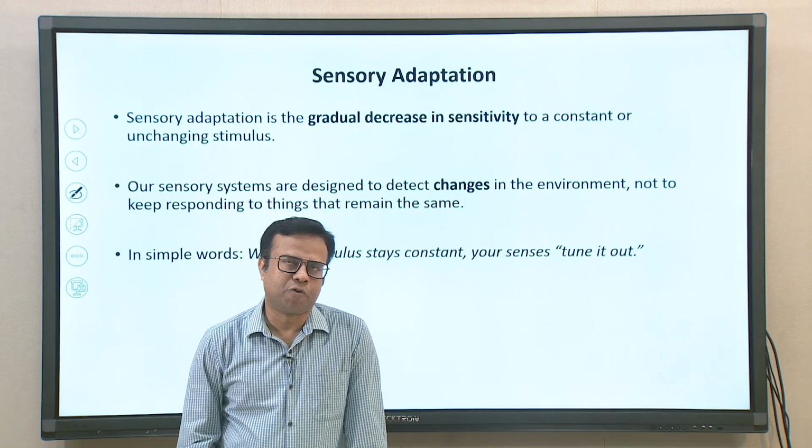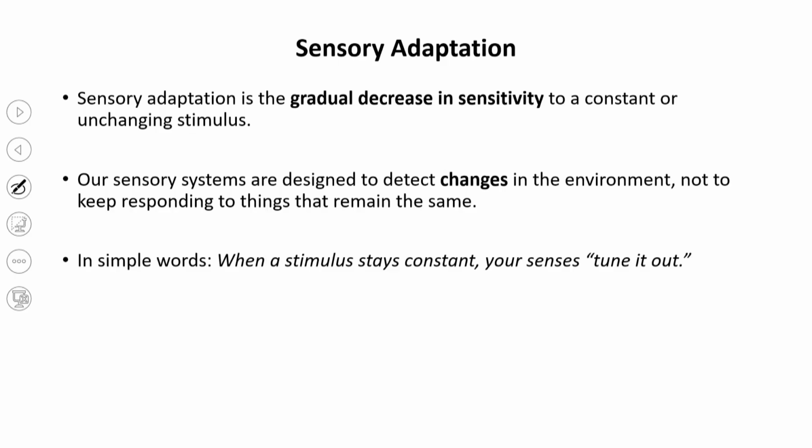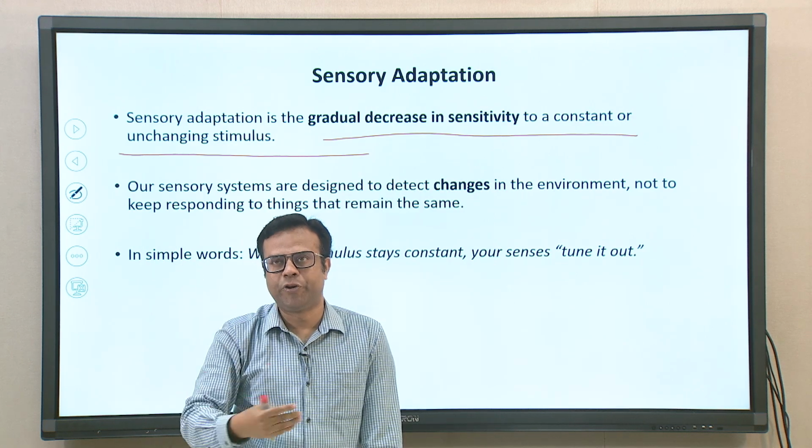The third important concept in psychophysics, or in the concept of sensation, is sensory adaptation. What is adaptation in the sensory context? It is the gradual decrease in sensitivity to a constant or unchanging stimulus. For example, some sound in the background is going on and on, constantly maintained. Then slowly our sensitivity to that stimulus decreases. Initially you will be disturbed, then after some time you stop noticing it even though it is there. This is called adaptation; we adapt to it.